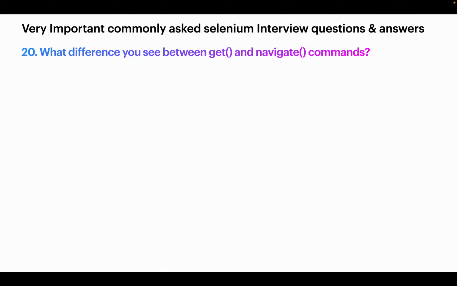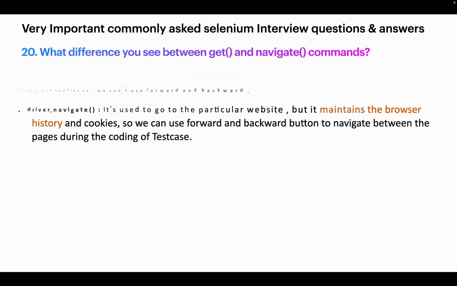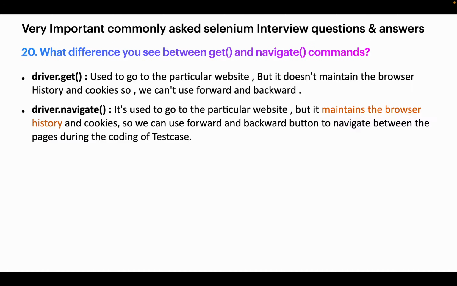Okay, next question is, what is the difference you see between get and navigate commands? So this is also a common question asked in many interviews. Okay, get basically goes directly to the provided URL, whereas using navigate we can go forward and backward in a web page. Also navigate maintains the browser history and cookies. So this is one main answer here. Driver.navigate maintains the browser history and cookies, so we can go forward and backward using driver.navigate. That is the main difference between get and navigate.